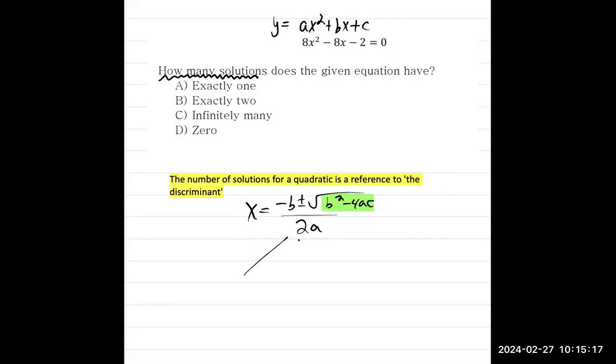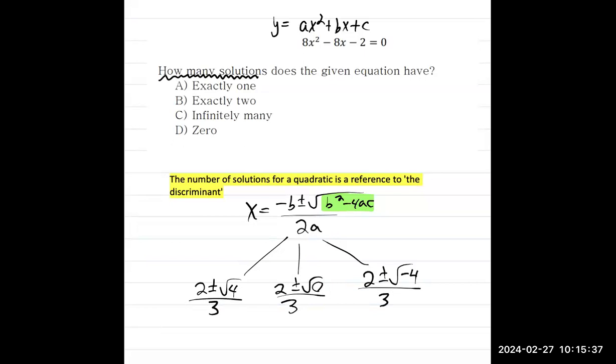Now, we're just going to use invented numbers here. So these numbers have nothing to do with the question, to demonstrate what happens with the discriminant. So if I had 2 plus or minus root 4 over 3, 2 plus and minus root 0 over 3, or 2 plus and minus root negative 4 over 3, what we're doing is we're having a positive, 0, or negative discriminant. And in the positive side, we would be adding 2 plus 2 over 3 and subtracting 2 minus 2 over 3, and we would get either 4 over 3 or 0.